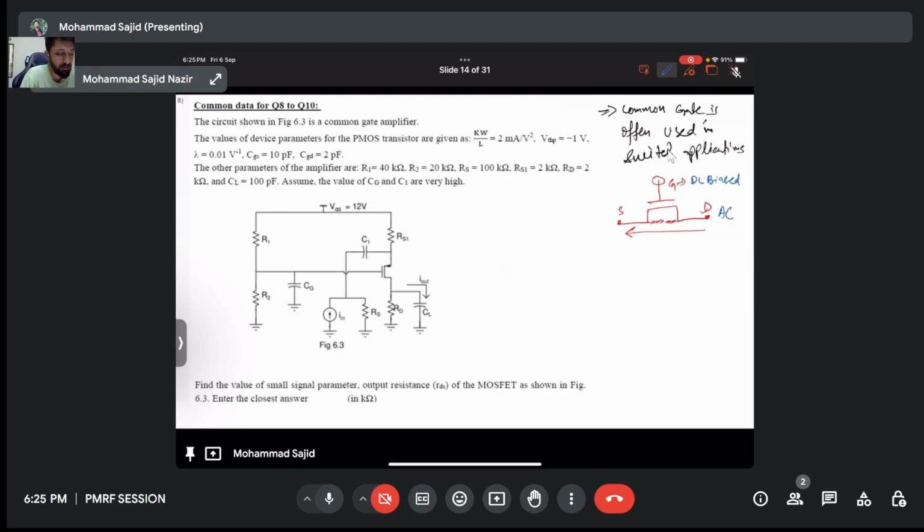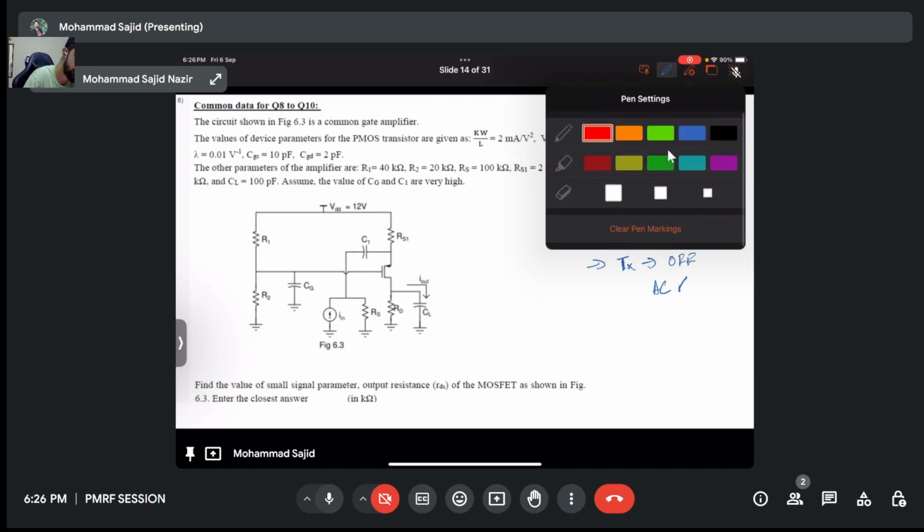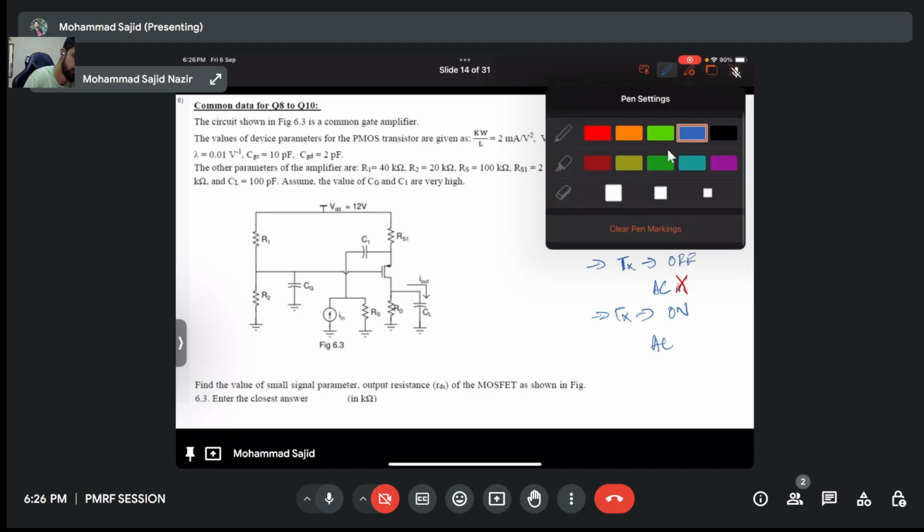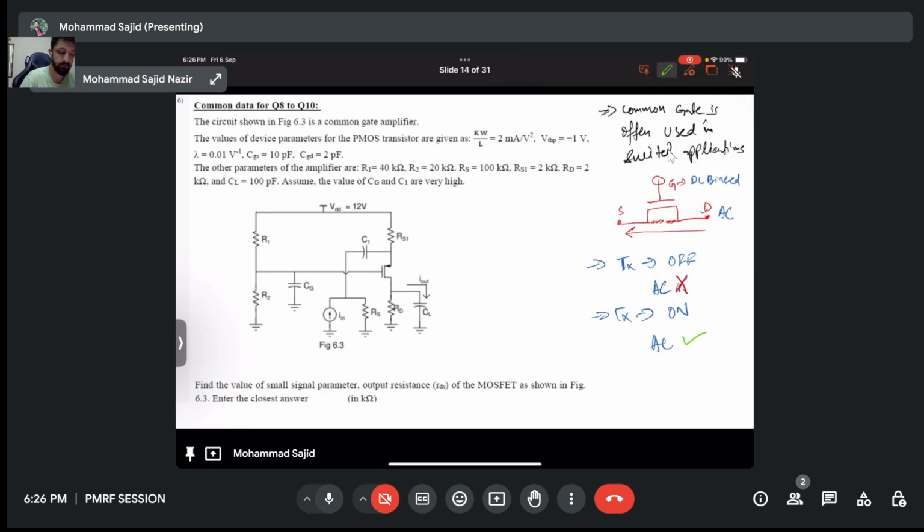Okay, so when the transistor is off, let me just note it as TX. TX is off, AC signal does not pass. When TX is on, AC passes. Okay, so this acts as a switch between the two nodes.